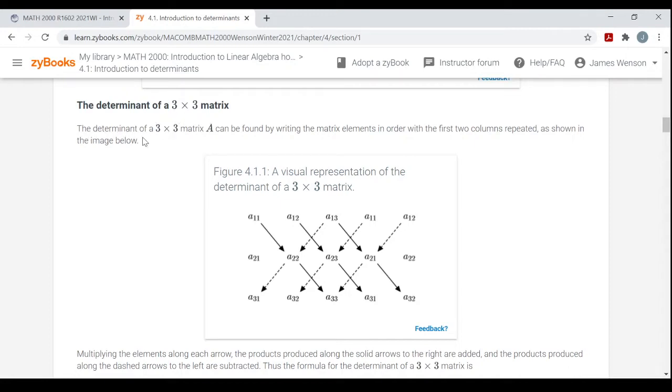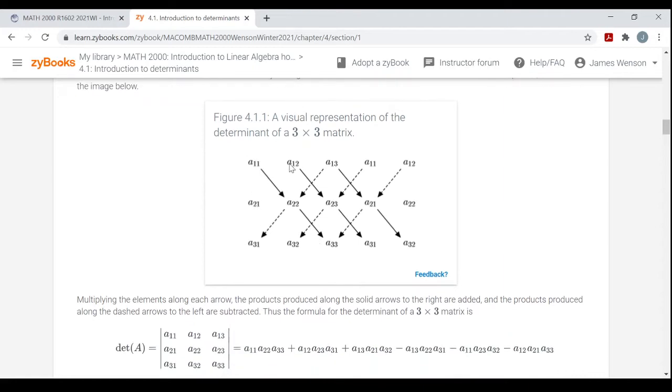The determinant of a 3 by 3 matrix can be found by writing the matrix elements in order with the first 2 columns repeated. You see how they have the 3 by 3 here, the first 3 columns. Then the next 2 are just repeating the first 2 columns. They write A11, A21, A31 again, and then the second column again, A12, A22, A32. And then, see my little arrow diagram here.